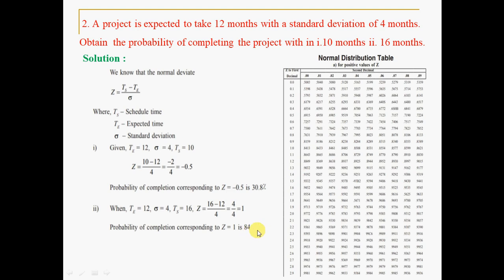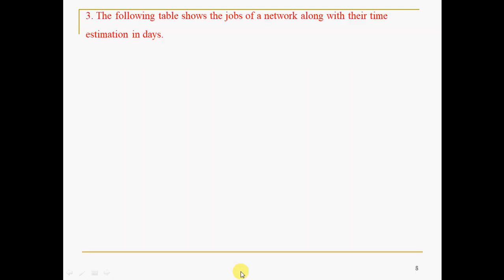What is the meaning of this? If you conduct the project or the task 100 times, the probability of completing the task in 10 months, that is 2 months prior to the scheduled time, is approximately 30%, and the probability of completing the project in 16 months, that is 4 months later than the scheduled time, is about 84%.